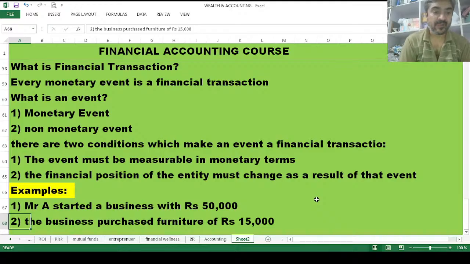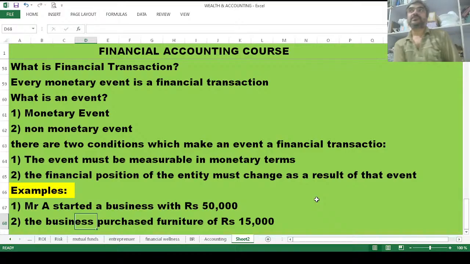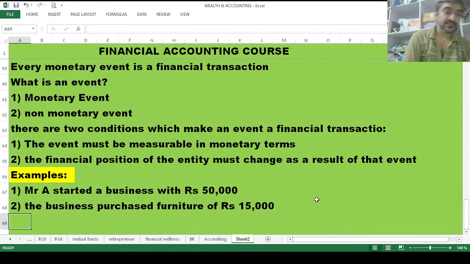Why? Because the business purchases an asset, furniture. So an asset is increased in the business, and he pays rupees 50,000. So the other asset is decreased. So the financial position is changed. So that is classified as a financial transaction.